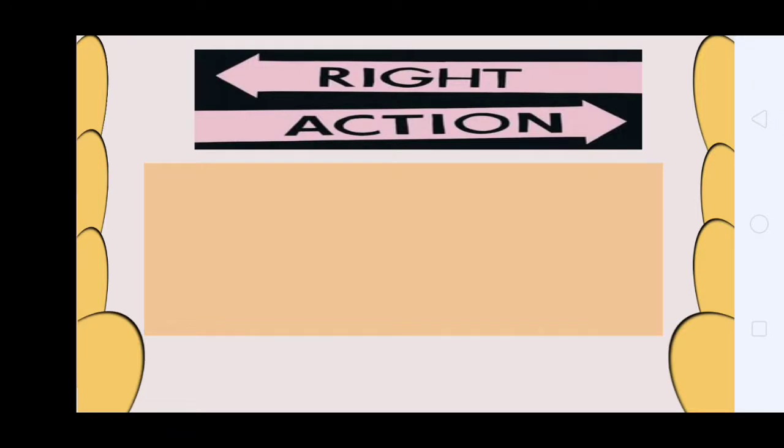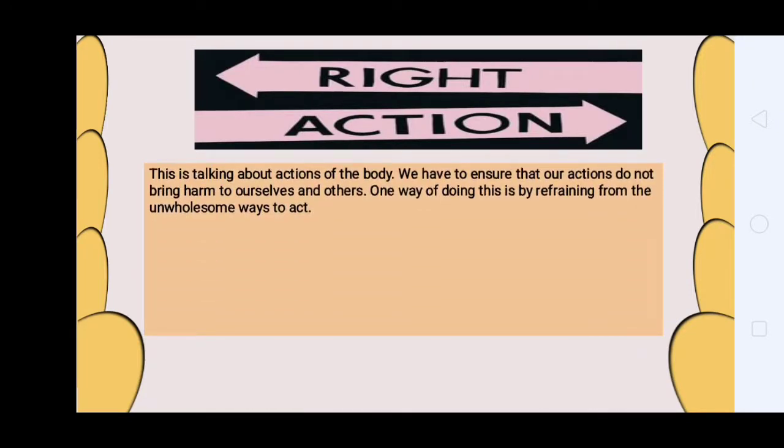Okay, so the next is the right action. This is talking about action of the body. We have to ensure that our actions do not bring harm to ourselves and others. One way of doing this is by refraining from the unwholesome ways to act. Okay, so Buddha divided the right action into three parts. Okay, first is refrain from taking life. Okay, so mao ni ang mga rules ni Buddha sa right action, no?